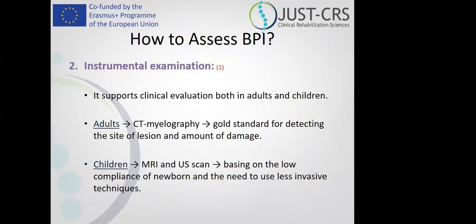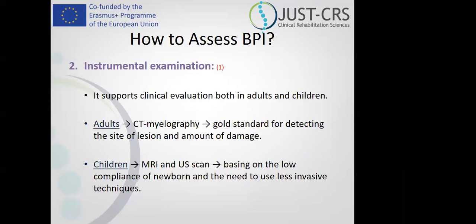The second way to assess is the instrumental examination. It is important to support the clinical evaluation in adults and children. Recent studies have suggested that in adults, CT myelography is the gold standard for detecting the site of lesion and the amount of damage. In children, MRI and ultrasound scan are used based on the low compliance of the newborns.